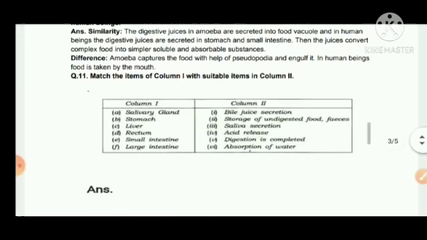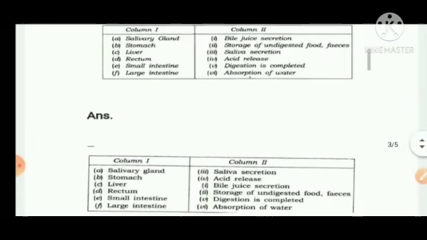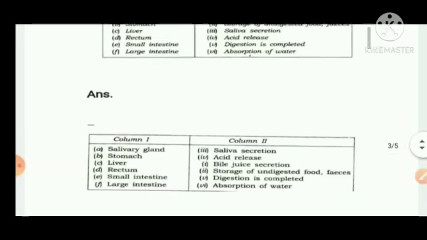Now we have to match the column. Salivary gland, its answer would be saliva secretion. Stomach, acid release. Liver, bile juice secretion. Rectum, storage of undigested food or feces. Small intestine, digestion is completed, and large intestine, absorption of water.